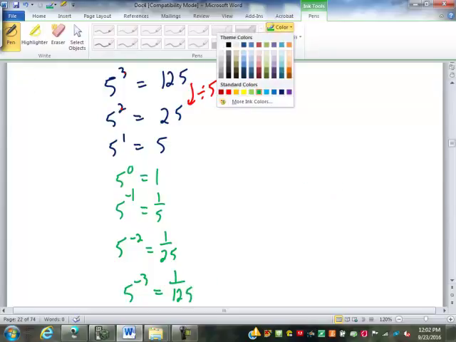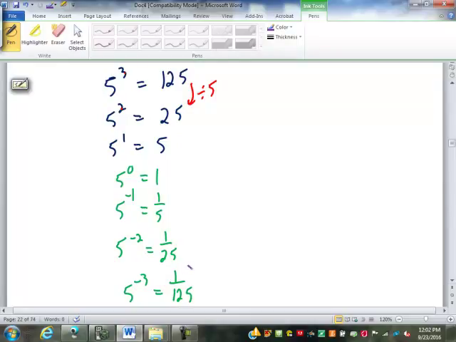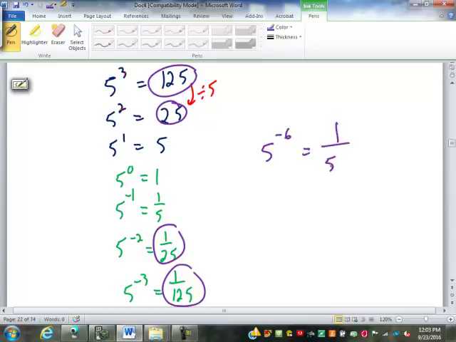You see here that there's a connection. 5 to the negative third is the reciprocal of 5 to the third. 5 to the negative 2 is the reciprocal of 5 squared. So 5 to the negative 6 is just going to be 1 over 5 to the 6th.